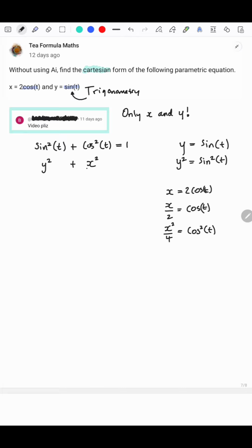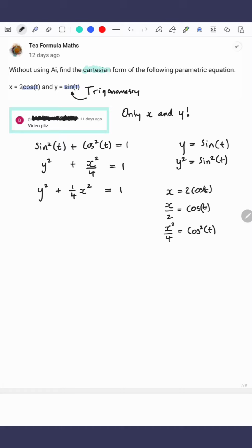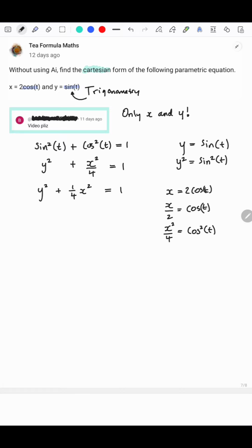So we've got x squared over 4 plus y squared, and that equals 1. Mission accomplished at this point. You have x's and y's only, so it's all cool. I think just one last step is that you can write it differently. I think this is what it was on the answers. And it looks like an equation of a circle.